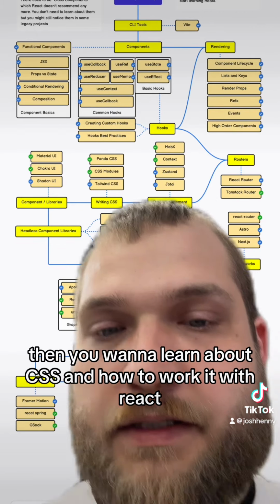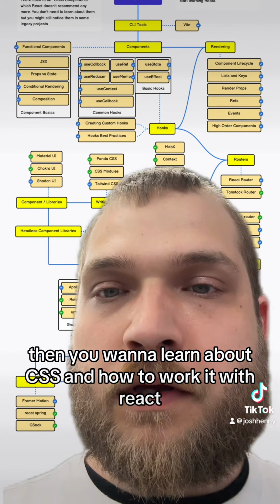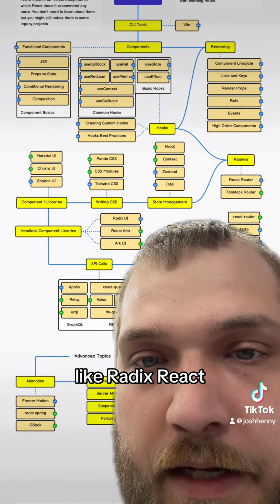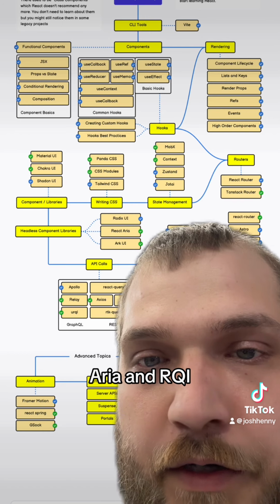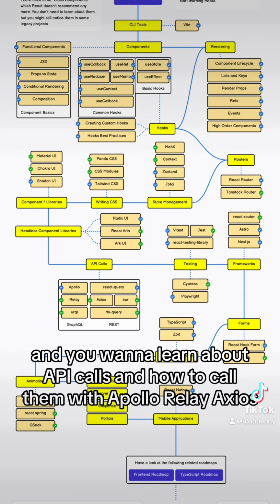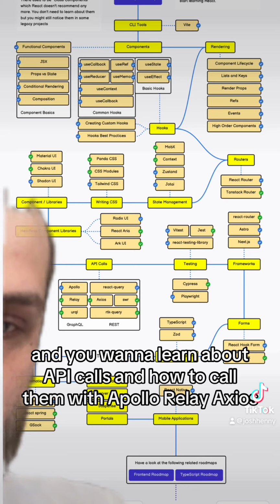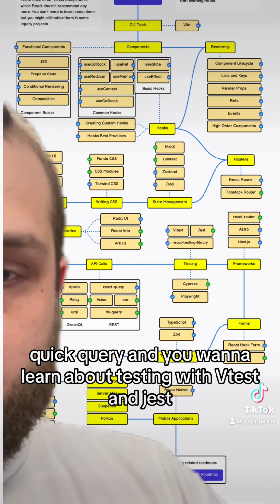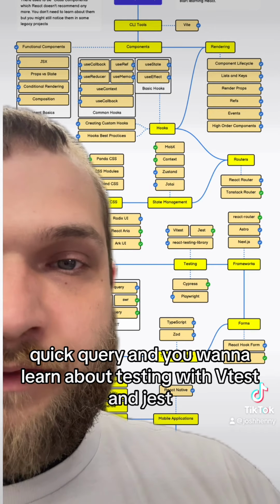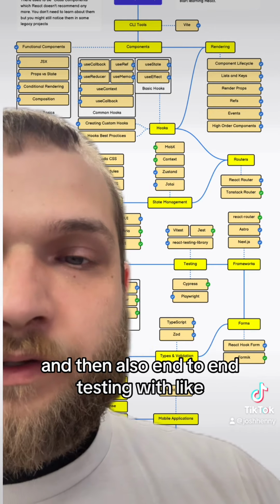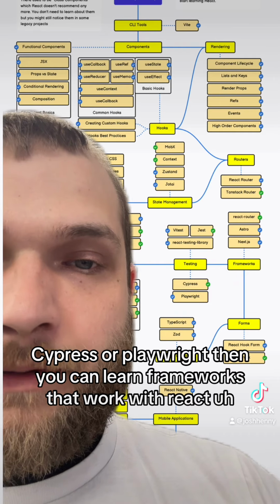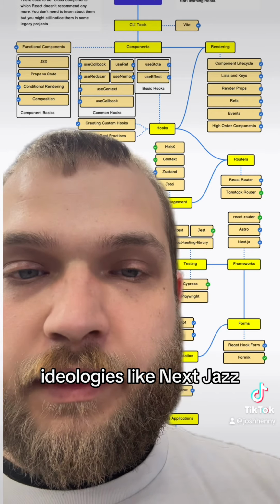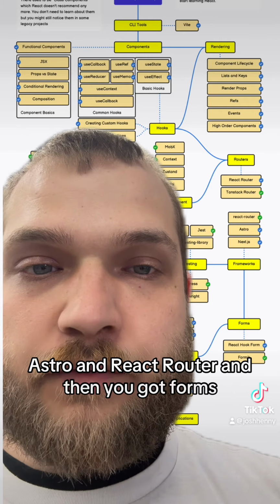Then you want to learn about CSS and how to work with it in React. Then you want to learn component libraries and headless component libraries like Radix, React Aria, and Ark UI. Then you want to learn about API calls and how to call them with Apollo, Relay, Axios, React Query or SWR, or Redux Toolkit Query. And you want to learn about testing with Vitest and Jest, and then also end-to-end testing with Cypress or Playwright. Then you can learn frameworks that work with React ideologies like Next.js, Astro, and React Router.